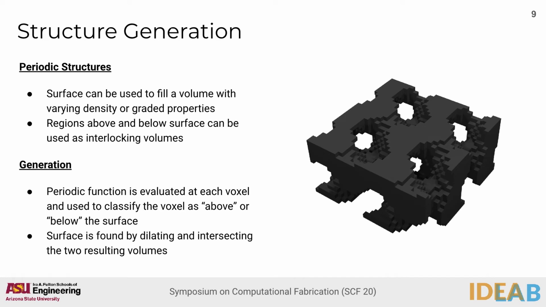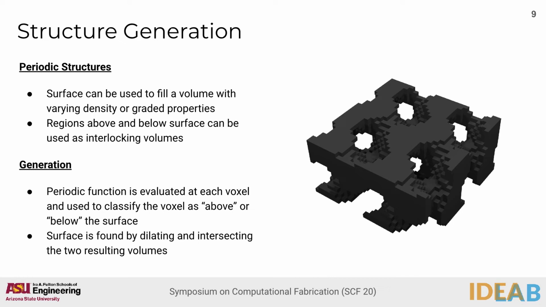Another structure that can be used in a manner similar to a lattice structure is the triply periodic surface. This is a surface which is defined by a function that is periodic in 3 dimensions, and it can be used to fill a volume with varying density or graded properties by varying the thickness of the surface or the period of the function. It also can be used to define 2 interlocking volumes by finding the regions that are above and below the surface.